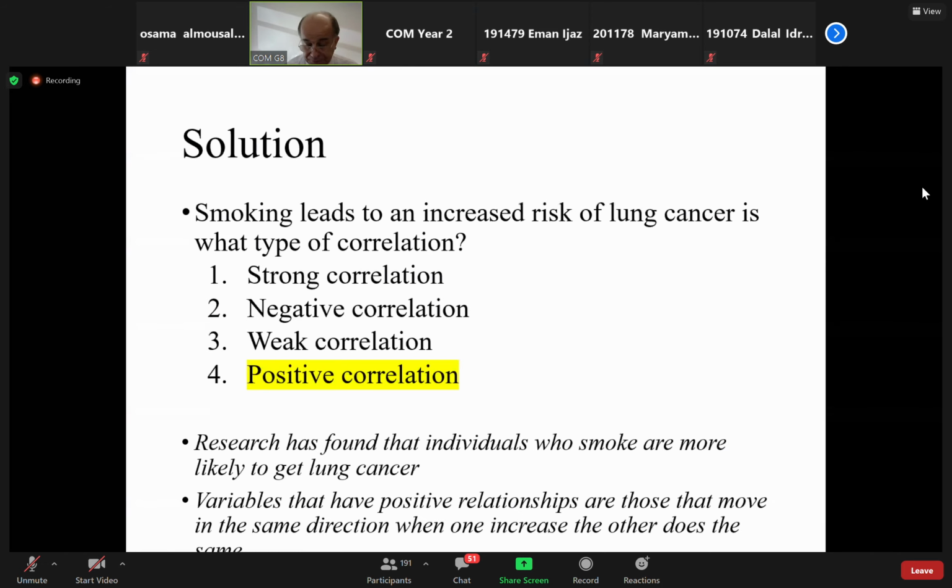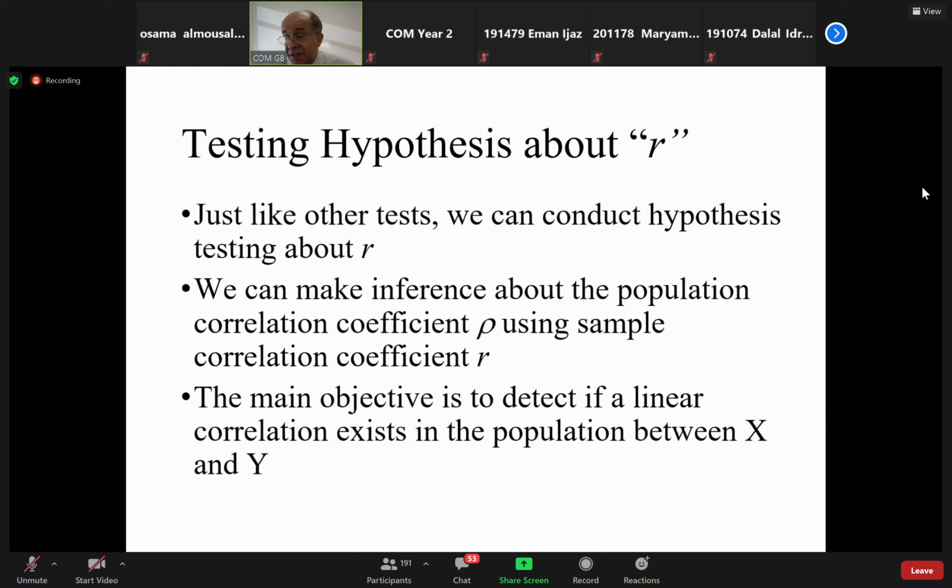So great. Now, testing hypothesis. Testing hypothesis is exactly the same way.